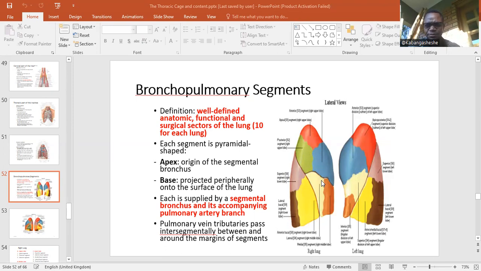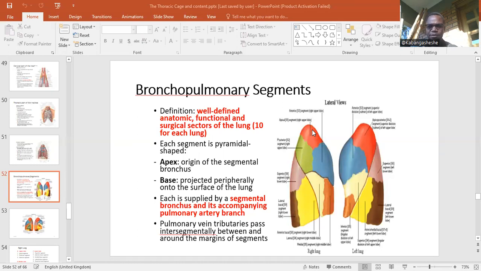Needless to say, these are cone-shaped organs. So the lungs are cone-shaped. They have a wide base and a narrow apex. That is the base, or what you can call the diaphragmatic surface. And this is the apex of the lung. The apex of the lung is always slightly, about 2 centimeters, projecting into the neck.